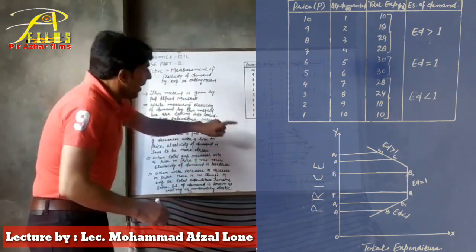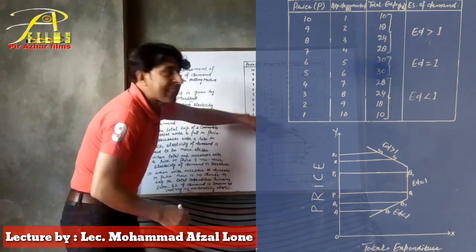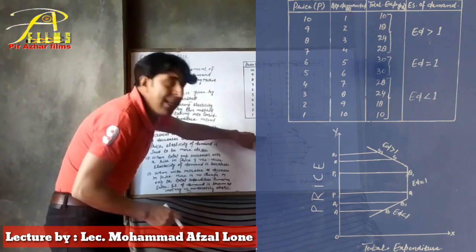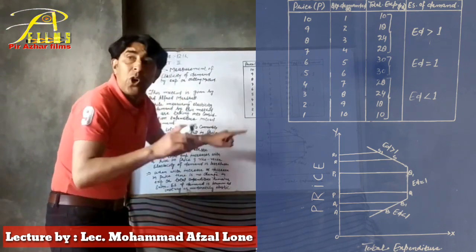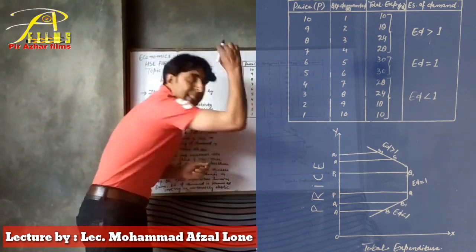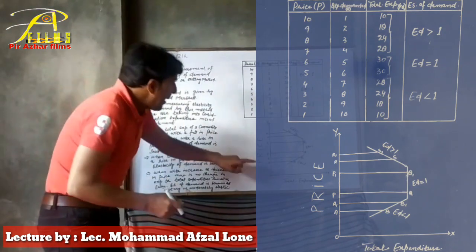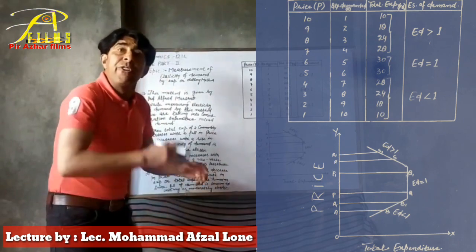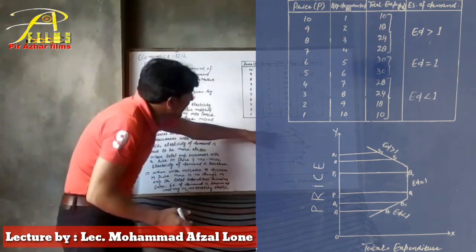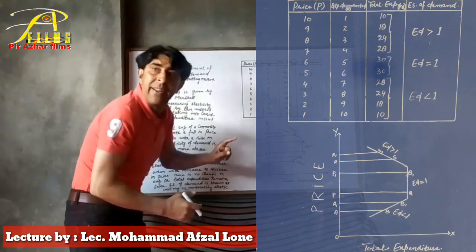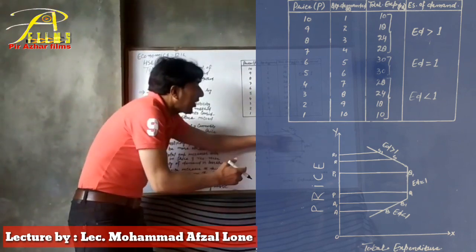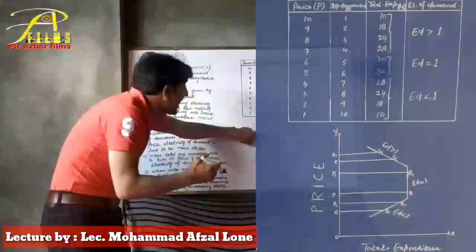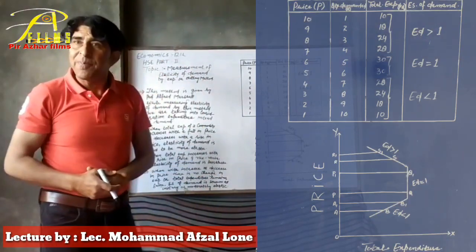Let us discuss the first case here. Let us suppose our price is OR, total expenditure is RS. When price increases from OR to OR1, with the increase in price, see this line R1S1, this line is shorter than RS, means total expenditure falls with a rise in price.